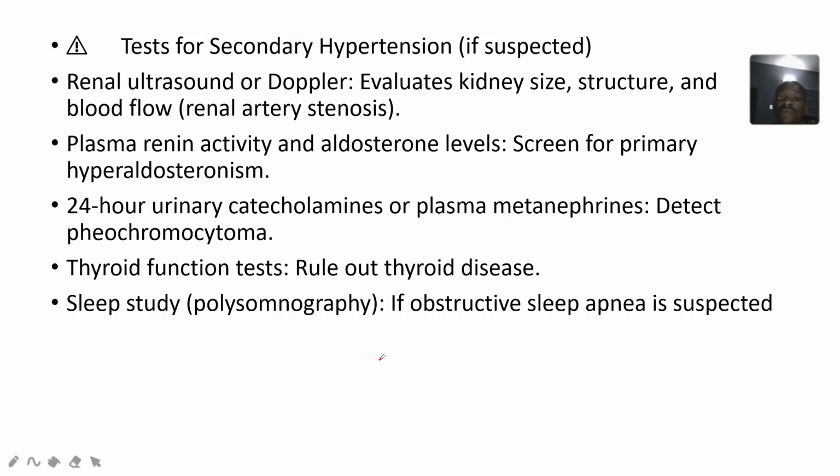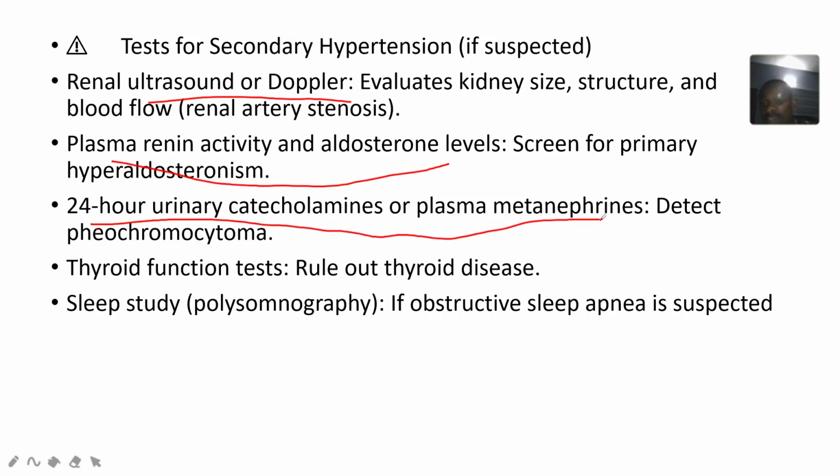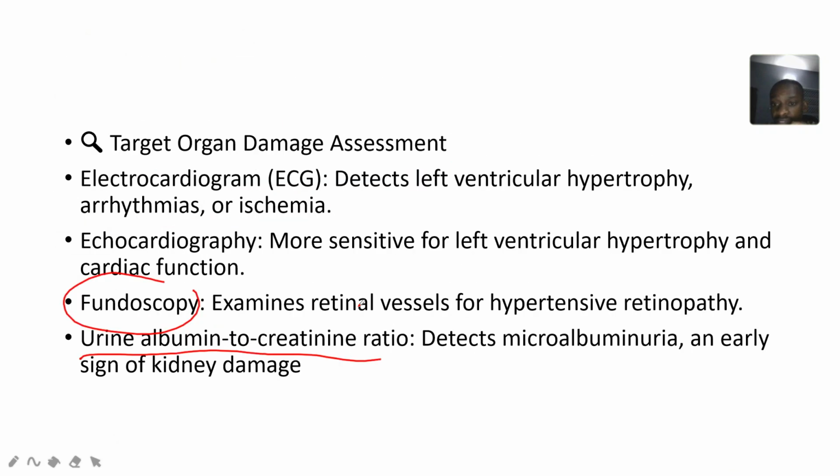Then for tests for secondary hypertension, you do renal ultrasound and Doppler. You are evaluating the size of the kidney, the structure, and the blood flow. Then plasma renin activity and also aldosterone levels. Okay. Then 24-hour urinary catecholamines or plasma metanephrines. Then thyroid function test to rule out thyroid disease, and also sleep study to see if sleep apnea is suspected.